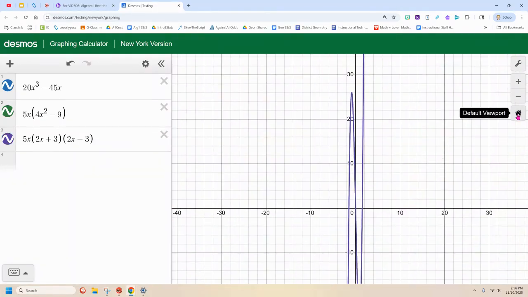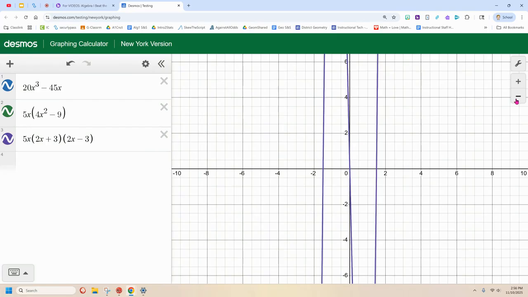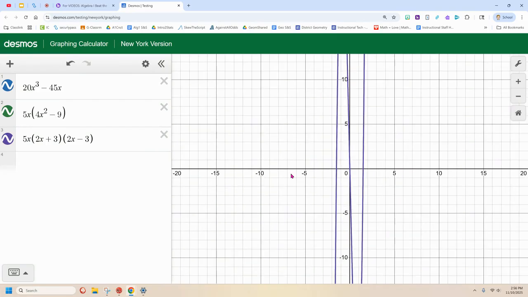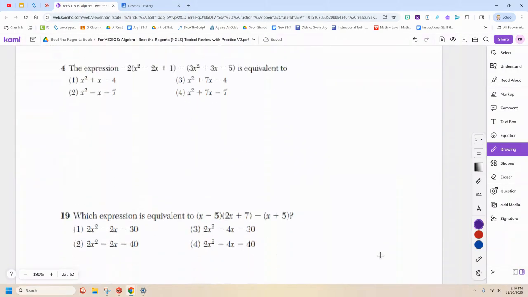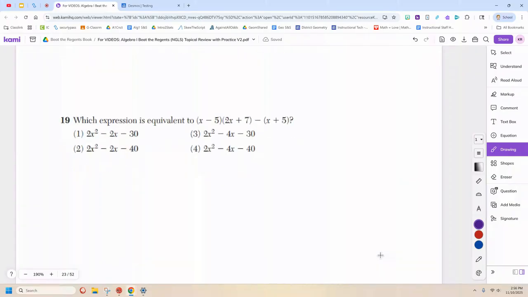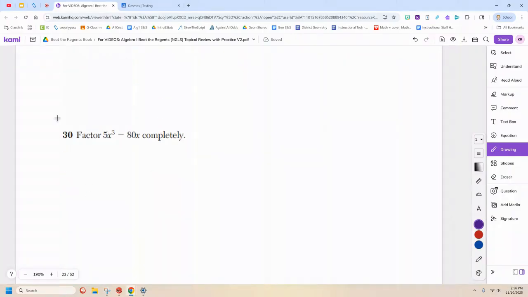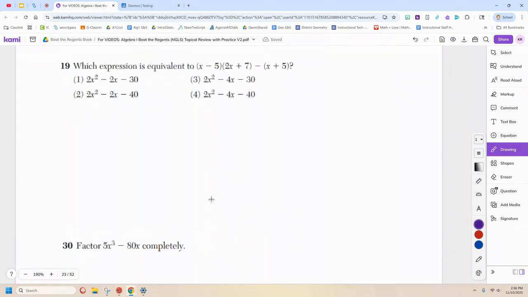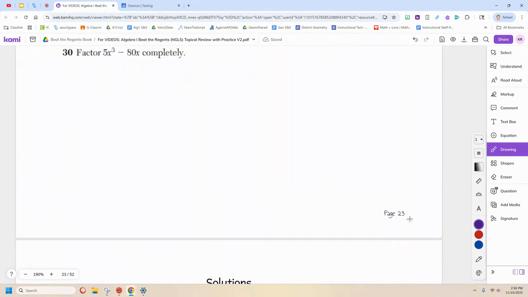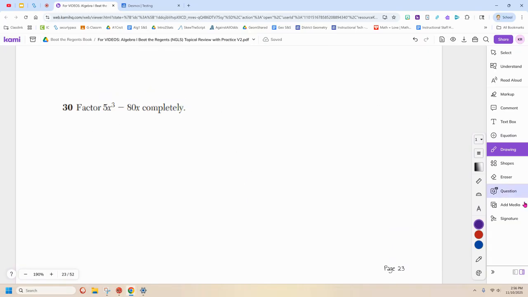Remember, your home gets you back to the 2 grid. Zooming out once gets you to the Give Me 5 grid, which is what typically our graph paper is like. Last thing before I close this video out, there is one more problem that you can use to practice factoring, and that's question number 30 on page number 23. So here we are, page number 23, question number 30.